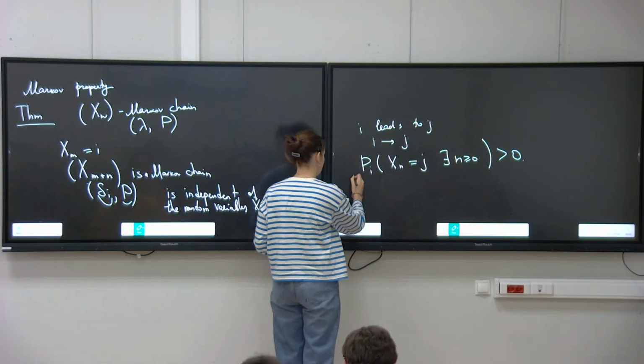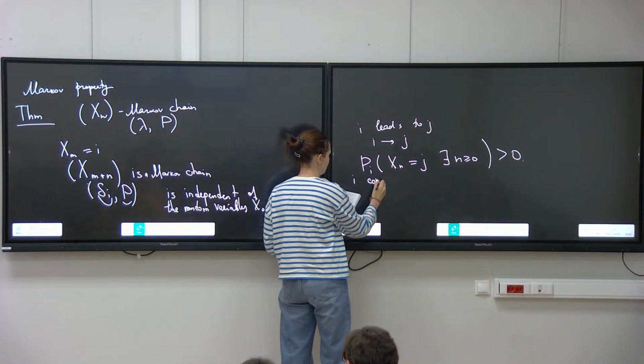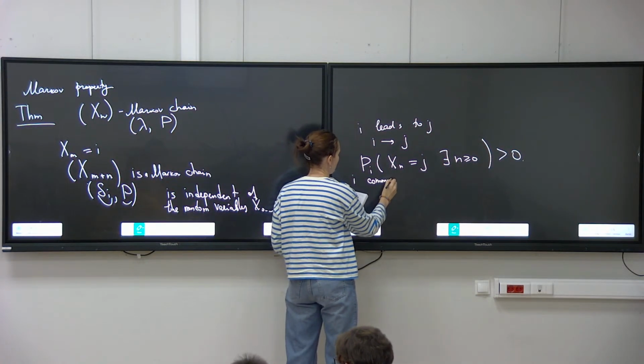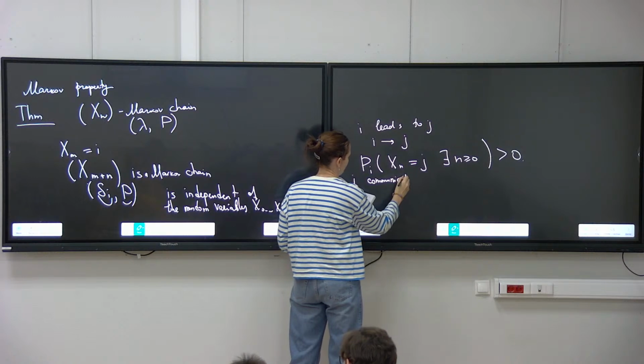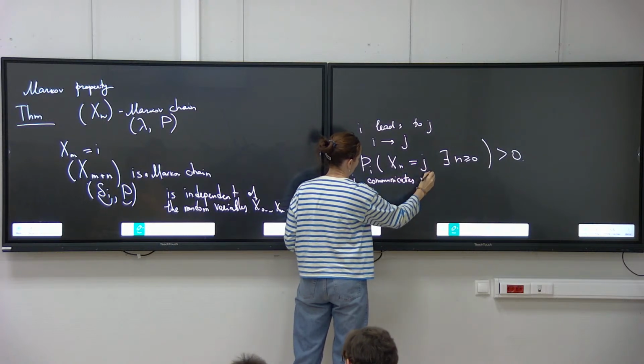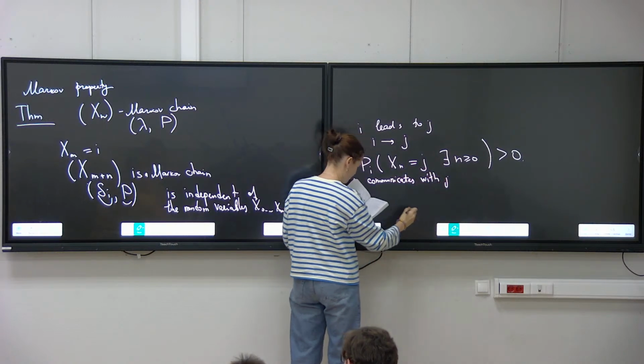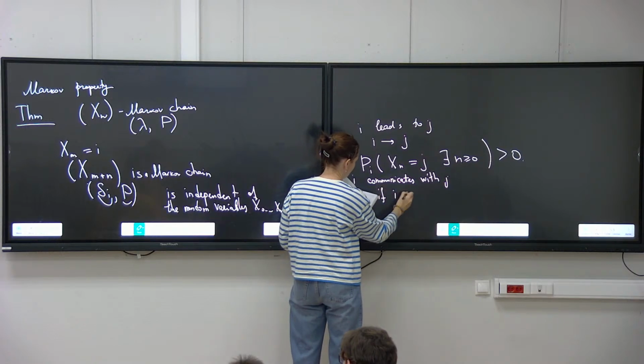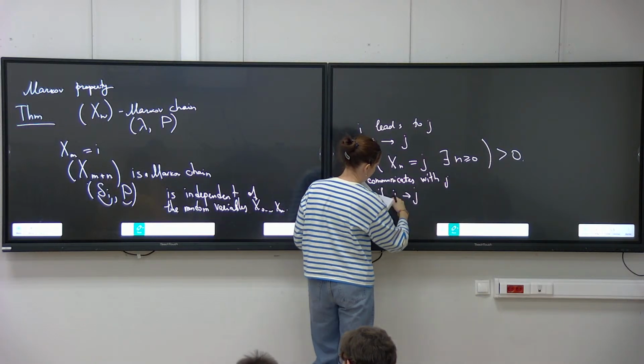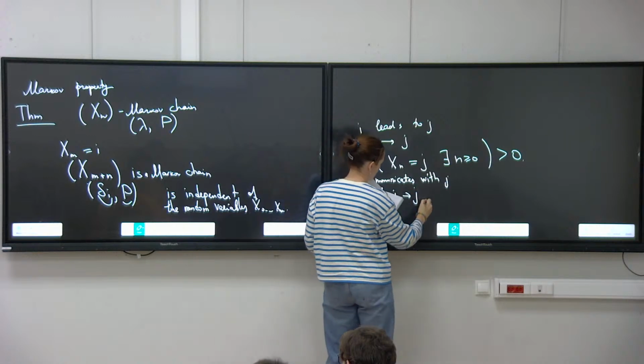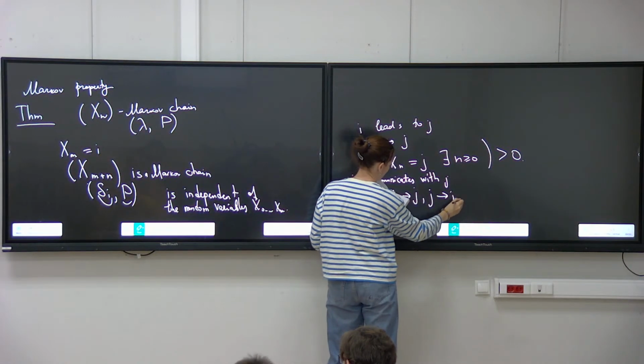So we will also use a different term. We will say that I communicates with J if this relation is reciprocal. So you can go from I to J, and J also leads to I.